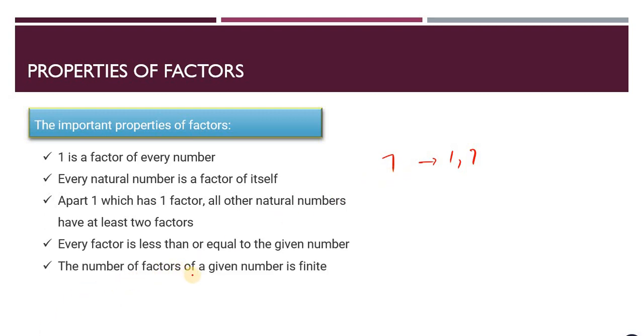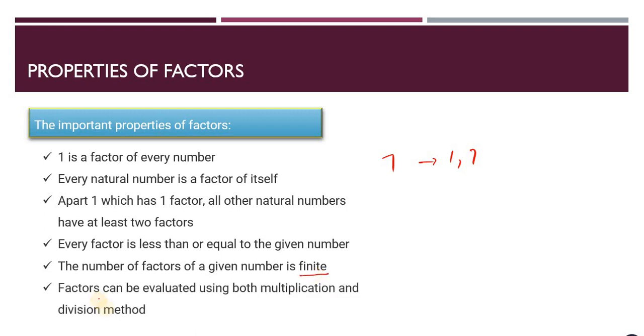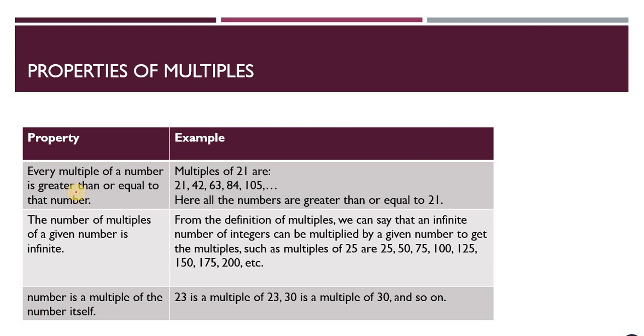The number of factors of a given number is finite, meaning that you can always list the factors. Factors can be evaluated using both multiplication and division methods. Properties of multiples. Every multiple of a number is greater than or equal to the number.